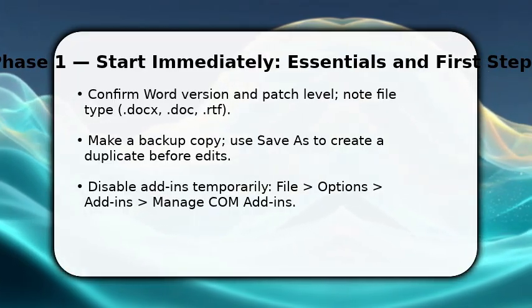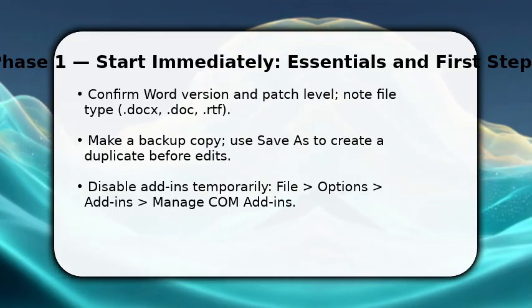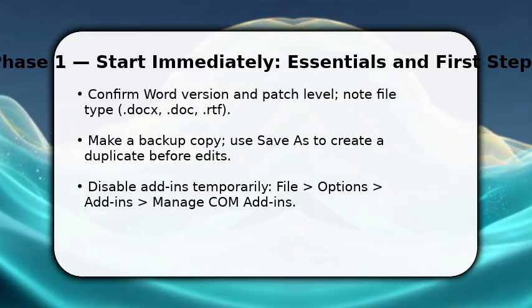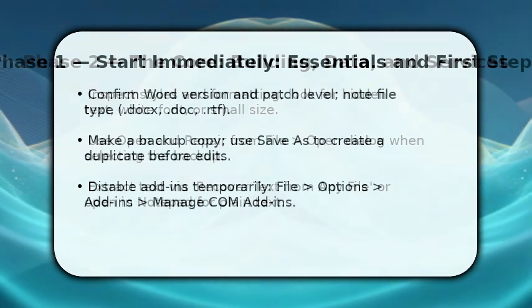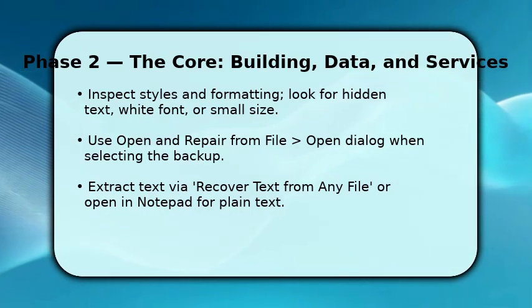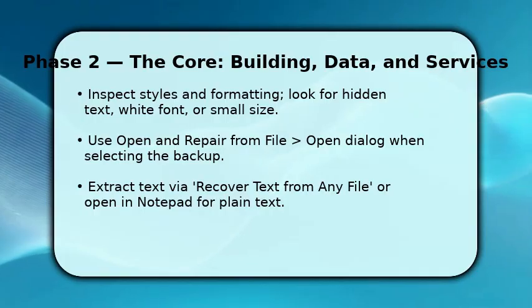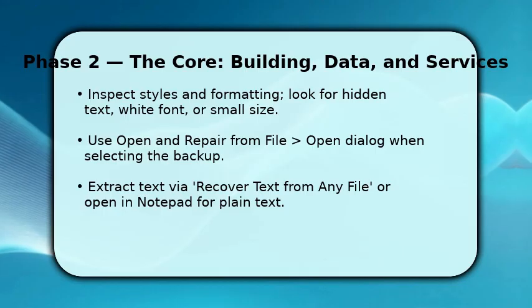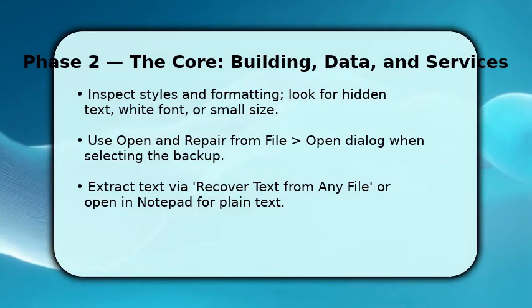If the file is large, let Word fully load. Wait until any spinning cursor stops, then move to targeted repairs. Next, diagnose the unreadable content by checking styles, font color, and hidden text. Sometimes text is there but invisible. Once identified, clear direct formatting and reapply a known good style to restore legibility.